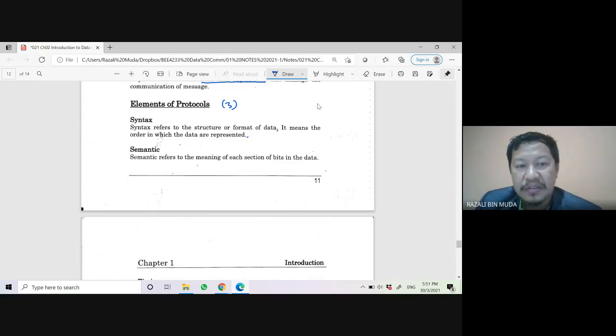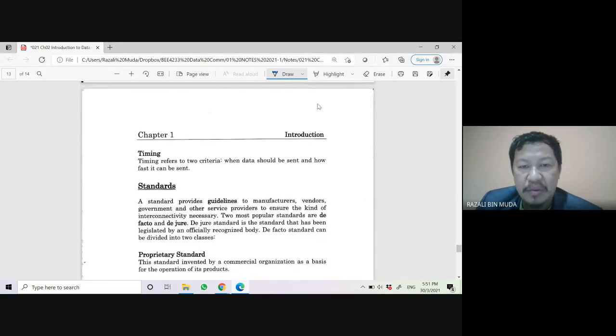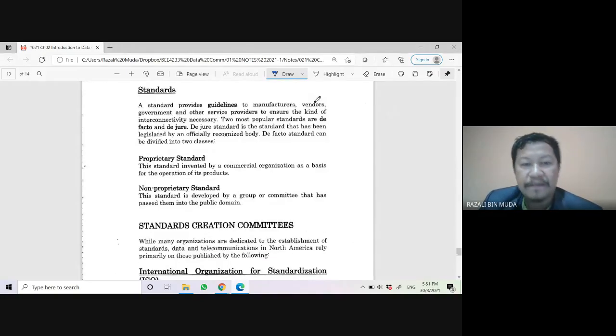Semantic refers to the meaning of each section of bits in the data. And timing refers to two criteria: when the data should be sent and how fast it can be sent.